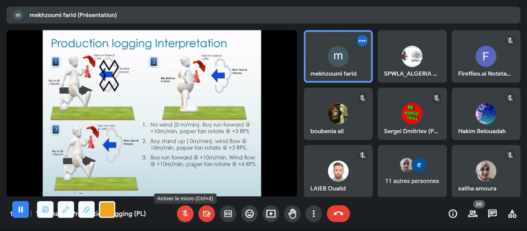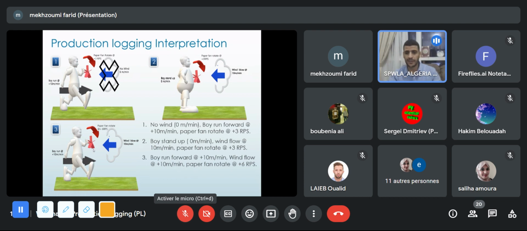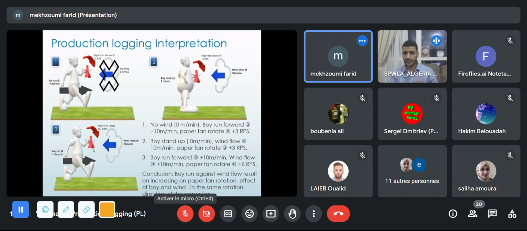So here, when I have the buoy run forward at 10 meters per minute and the wind flow at 10 meters per minute, the paper fan rotates. Now I have a resultant, I mean, +3 and +6. I think here it's clear, yeah? It's kind of relative velocity. If you have two velocities together, they will combine. If they are in opposite direction, they will subtract. Yes, so that's why. Conclusion: buoy run against wind flow.